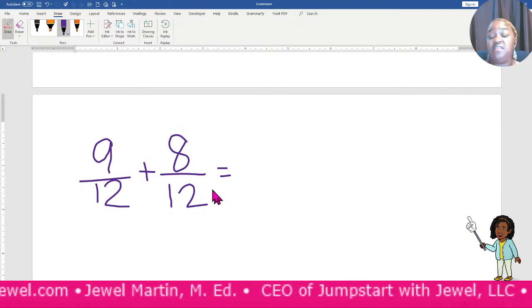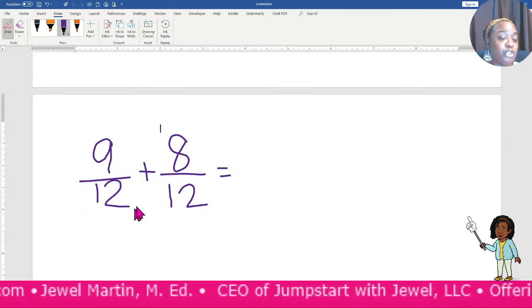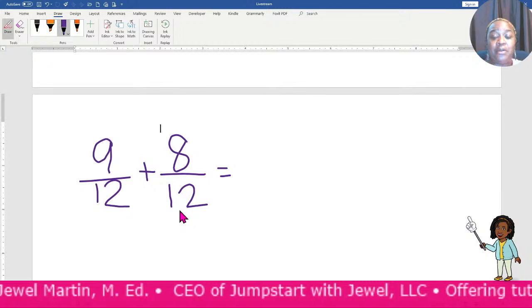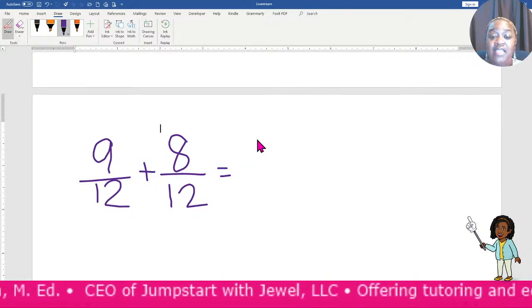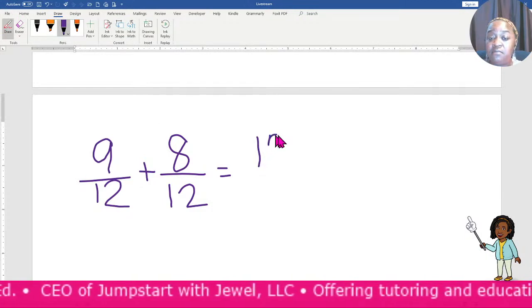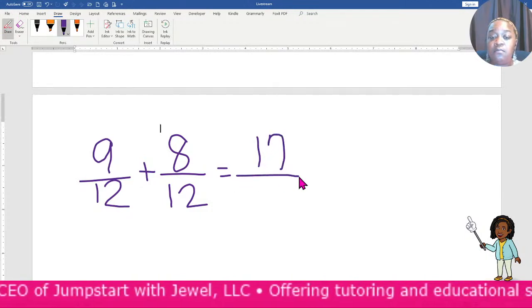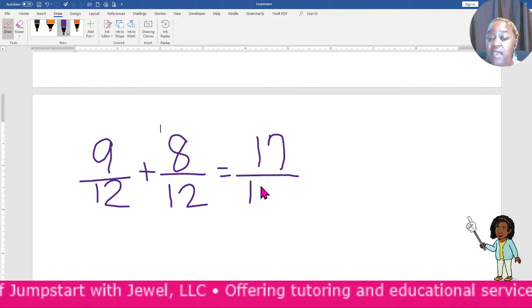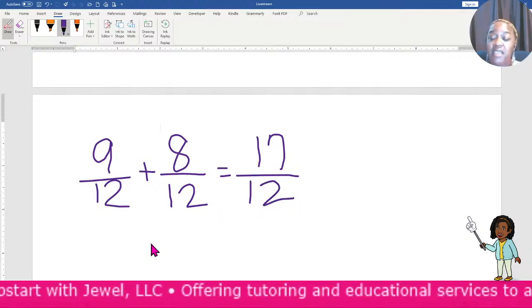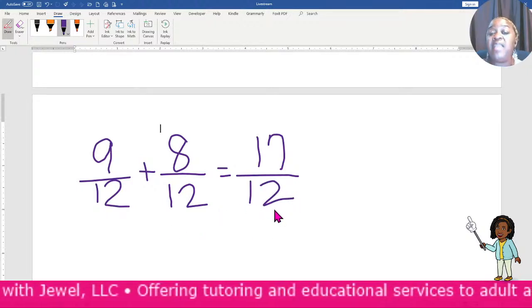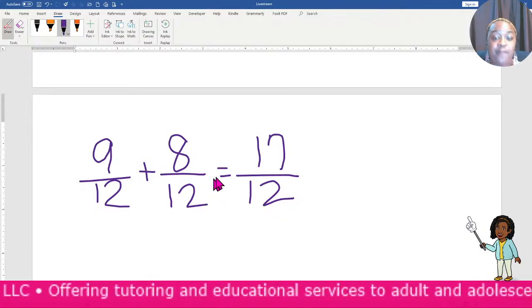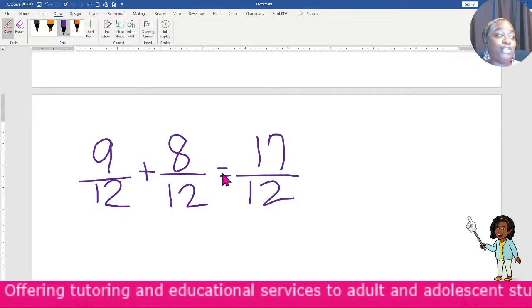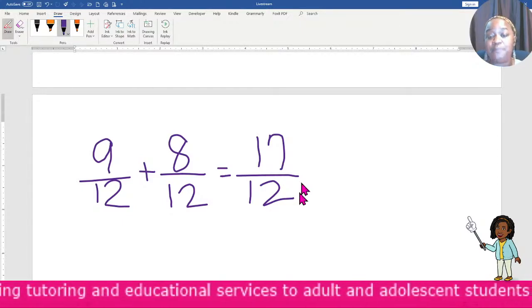So same thing, the denominator is the same. We don't have to convert the denominator. We're just going to add the numerators. So 9 plus 8 is 17. The denominator is the same. It's 12. Again, this is an improper fraction. The denominator is smaller than the numerator. You cannot leave it like that. It's improper. We've got to convert it to a mixed number.